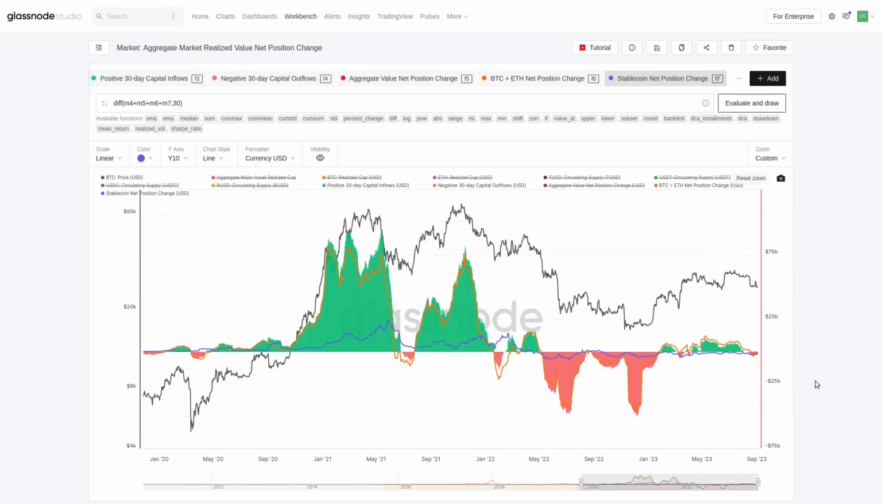Okay, so now what we're going to do is look at the Bitcoin and Ethereum. I'm just going to call these the majors, and we're going to look at the stablecoins. So really the balance between these, and we're going to zoom right out. We're looking at the macro flow of funds.